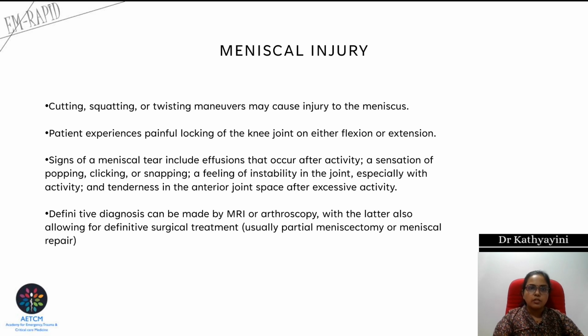The signs of a meniscal tear include effusions that occur after activity, a sensation of popping, clicking, or snapping, a feeling of instability in the joint, especially with activity, and tenderness in the anterior joint space after excessive activity. Definitive diagnosis can be made by MRI or arthroscopy. Arthroscopy has both diagnostic and therapeutic effects, because it can be used for diagnosis, and a partial meniscectomy or a meniscal repair can also be done arthroscopically. The treatment is surgical if there is a significant meniscal injury.